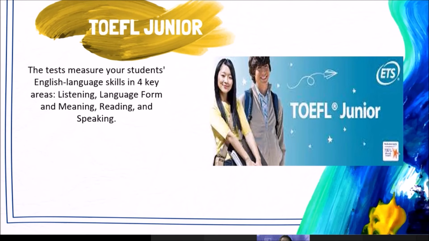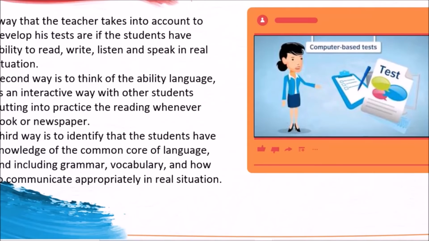So the TOEFL Junior Standard has the section of listening comprehension, which is 42 questions, and the rating scale is 200 to 300, and the time is 40 minutes. And also we have grammar, which is 42 questions too, with the same rating scale, 200 to 300, but the student has 25 minutes. And finally they have reading comprehension, which is 42 items. The rating scale is 200 to 300, but the time is 50 minutes.